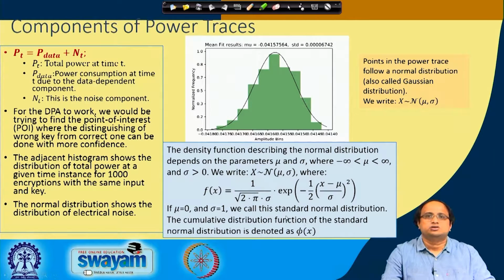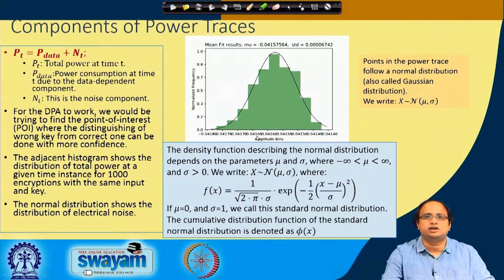That is 1 by root over 2 pi sigma in the denominator, e to the power of minus 1 by 2 times (x minus mu) by sigma, whole square. If mu is 0 and sigma is 1, then we call this a standard normal distribution, and the cumulative distribution function of the standard normal distribution is denoted as phi(x).